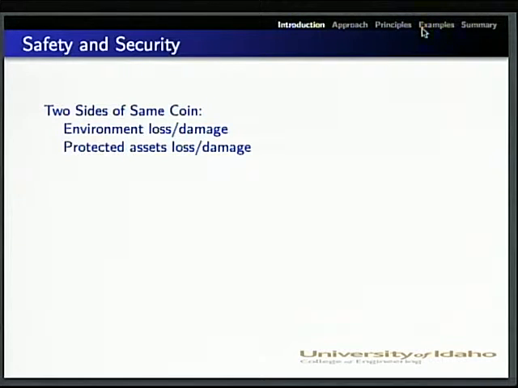The main difference that you will observe is that safety could be defined as the absence of damage to the environment by the system or to the system itself. And security could be defined as the absence of damage to the system or any of its components. And you can see that the difference between those two really resides on where you put the boundary of your system.